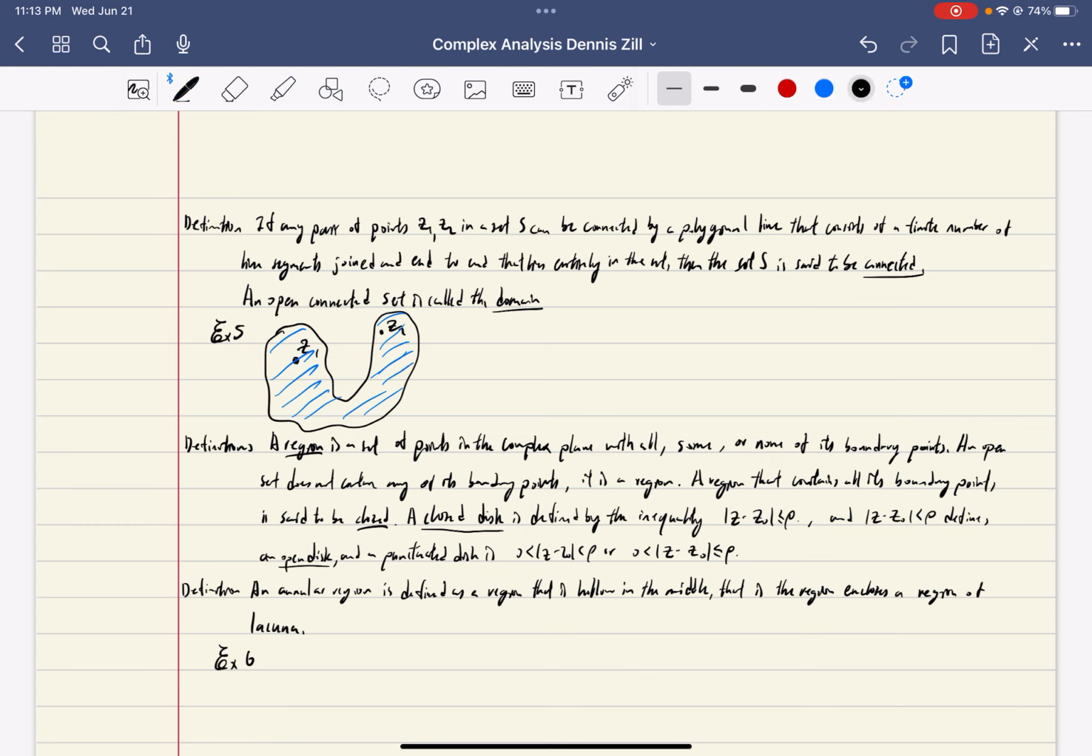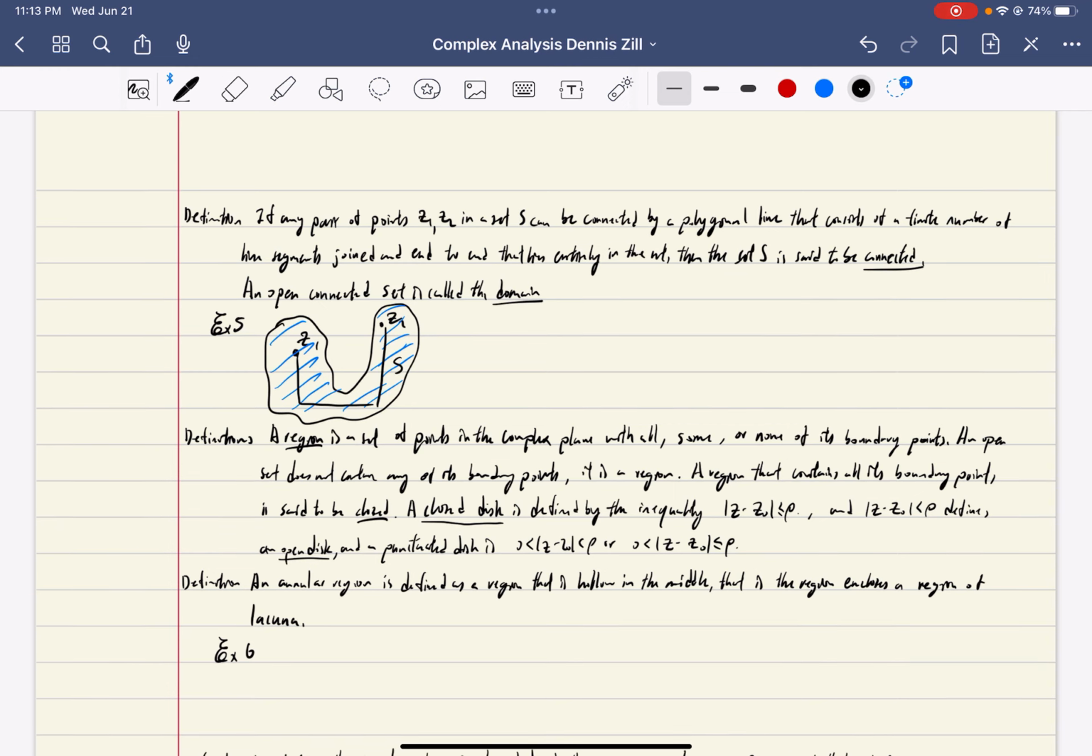And if we can join with finite line segments like this, then S is connected, right? And if we join all these open sets together, an open connected set is called a domain.